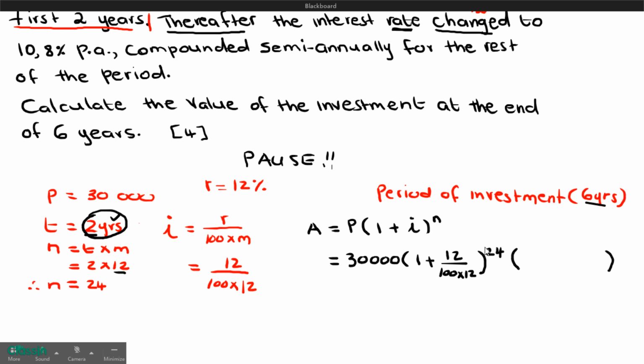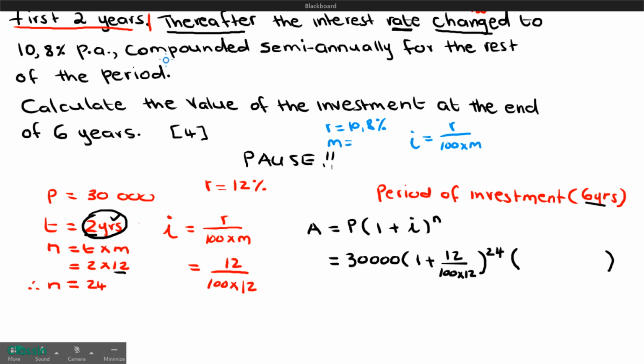The information here, now the interest rate changed to 10.8. It means that our R now is 10.8%, which in this case you're going to say R over 100 multiplied by M. But how much is our M now?